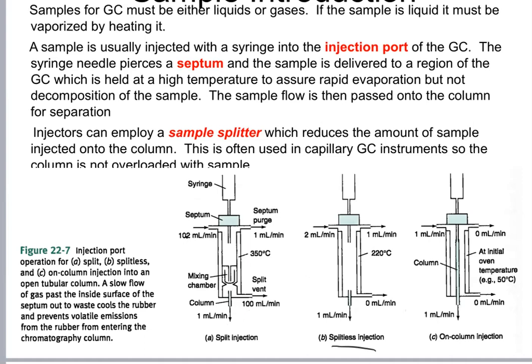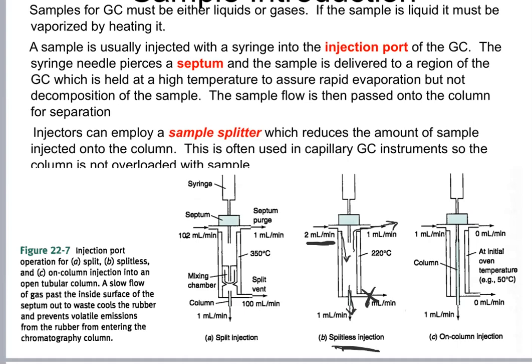Same injection port, except now we're going to use 2 mL per minute total flow into this chamber. We flash vaporize everything. 1 mL per minute goes out to the septum purge, 1 mL per minute goes onto our column. We basically close that valve off. There's no split vent this time. Okay, that's a splitless injection.